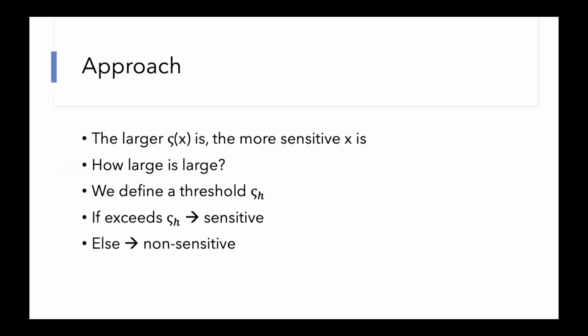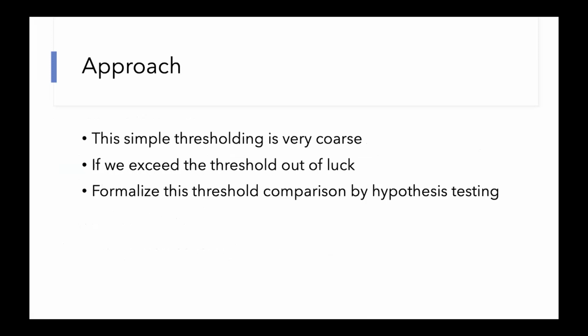So the larger epsilon x is, the more sensitive x is. But how large is large? So we need to define a threshold, epsilon h. If it exceeds epsilon h, then it's sensitive, otherwise it's not sensitive. But this simple threshold is a very coarse criterion to decide. It might happen that we exceed the threshold a little bit, but it's just out of luck. So the paper formalizes this threshold comparison by hypothesis testing.